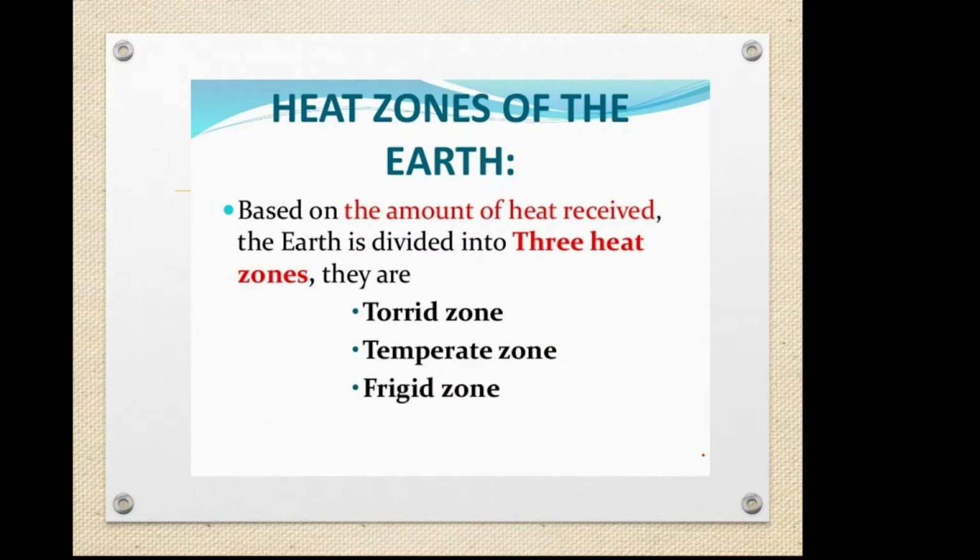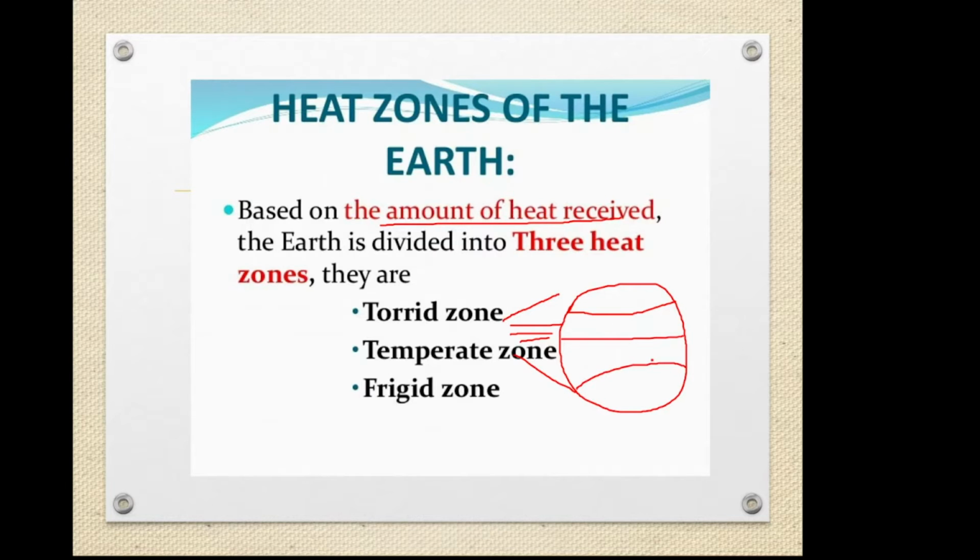Based on the amount of heat received, the earth is divided into three heat zones. What is the criteria to divide the earth into different heat zones? Based on the amount of heat received. Suppose this is the shape of the earth. Everywhere, you can't see an equal amount of temperature being received, isn't it? In some regions you can see the vertical rays, and there you can see the maximum heat, here at the center region. Then from the center to the polar region, the amount of sunlight and heat is reducing, isn't it? Because of this property only, the heat zones are grouped.